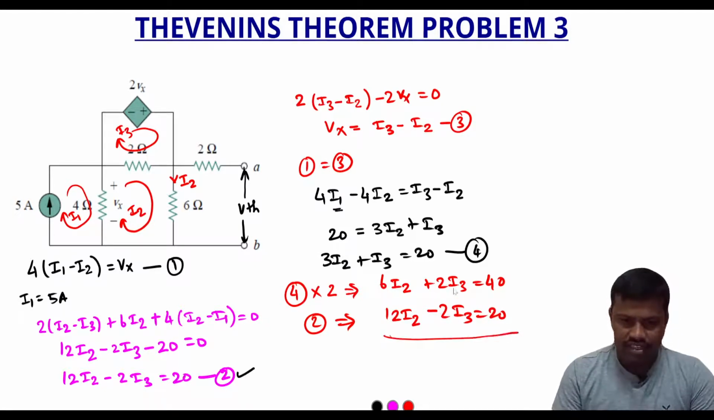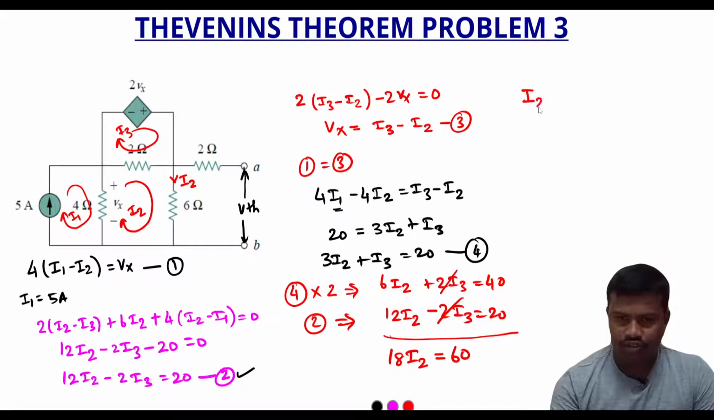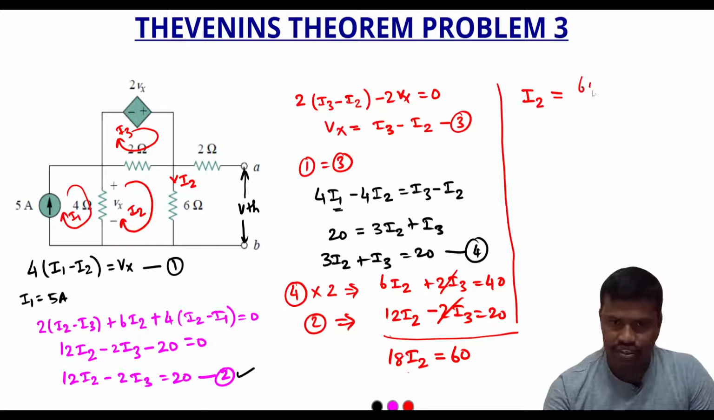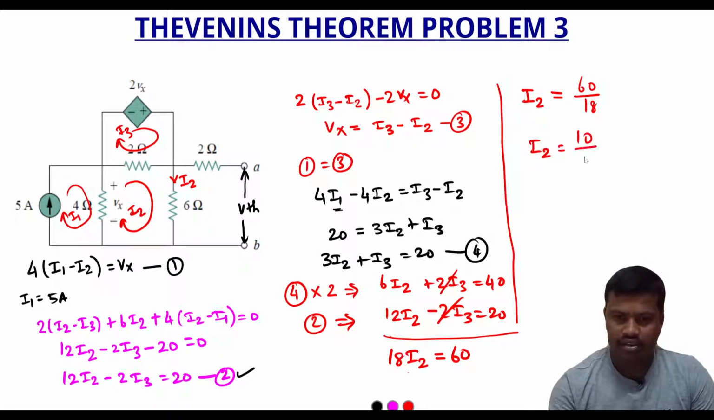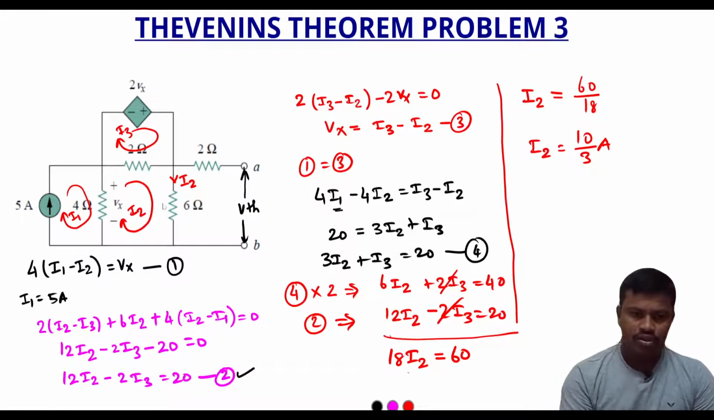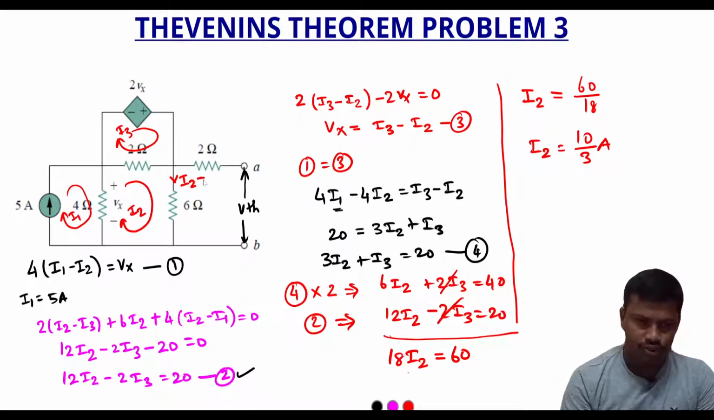When we solve this, the negative 2I3 and positive 2I3 will be cancelled out. The remaining will be 18I2 is equal to 60. Now on simplification, the value of I2 will be 60 divided by 18, which is equal to 10 by 3 amps.